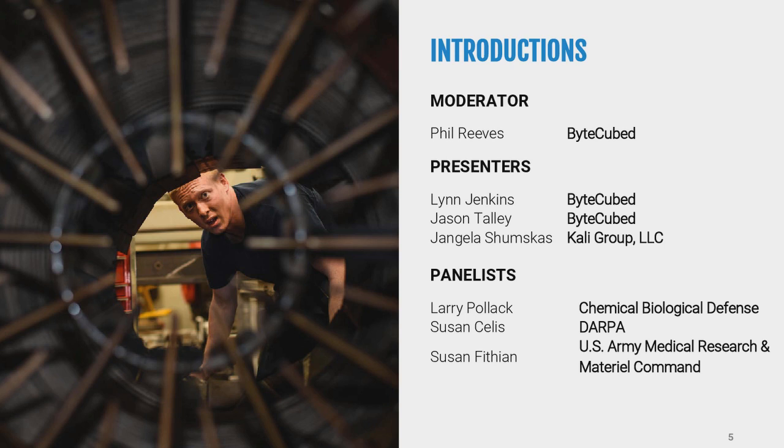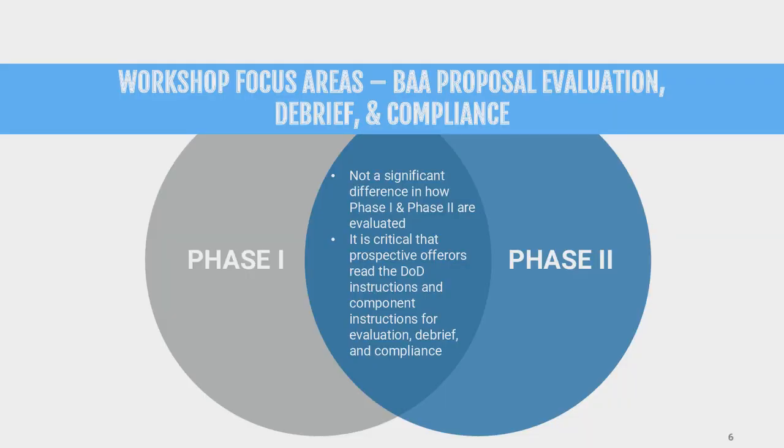Hello, everyone, and welcome to the workshop. As we get started, we're first going to talk about the evaluation criteria and review. The first thing to know is there is no material difference between the phase 1 and phase 2 evaluations. What might vary by component is the weight of each criteria, and that would, of course, factor into the evaluation. But otherwise, the 3 criteria that's used for phase 1 is also used for phase 2. Next slide.